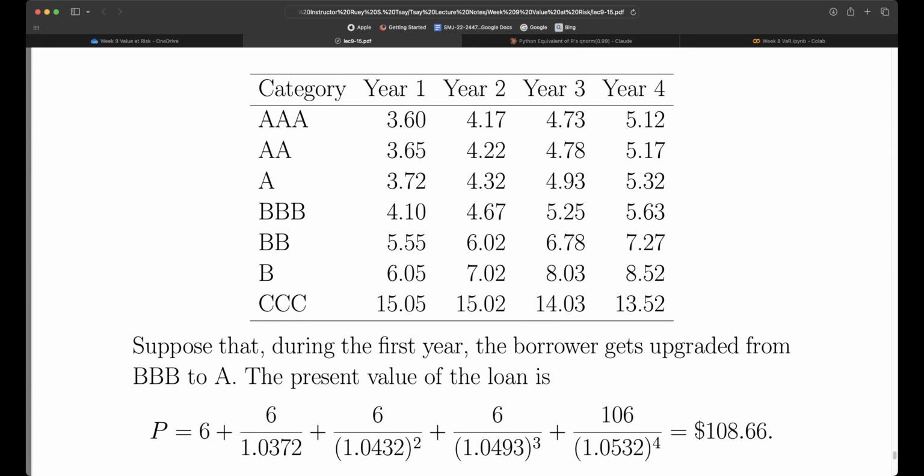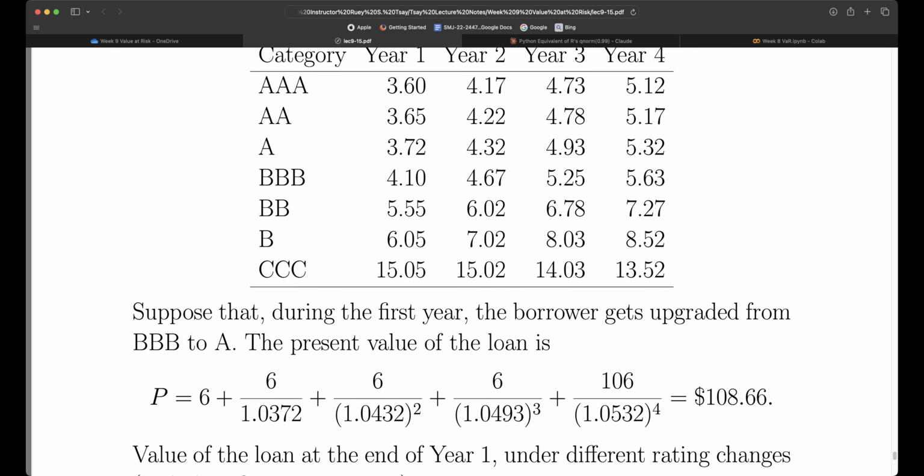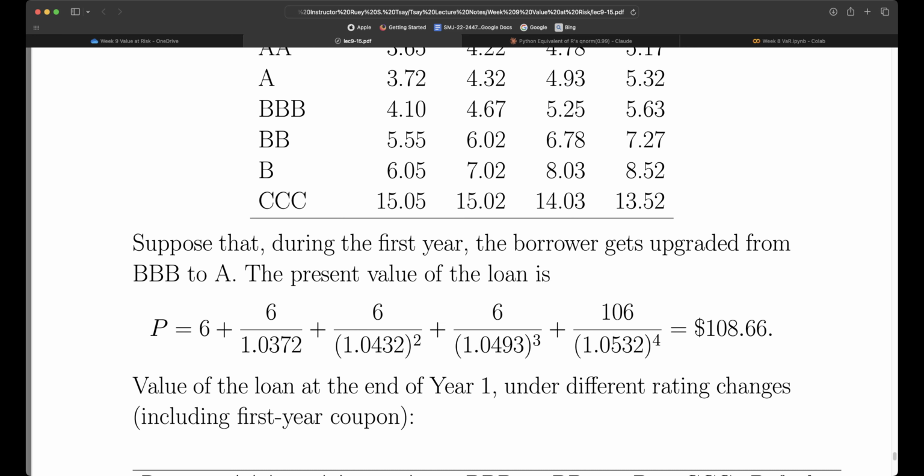Suppose that during the first year, the borrower gets upgraded from BBB to A. Now the present value of the loan at year one is this percent. Upgraded to A, so we have this one, this third line. This one is all from these numbers. So the present value of the loan is this one. The value of the loan at year one is this one.